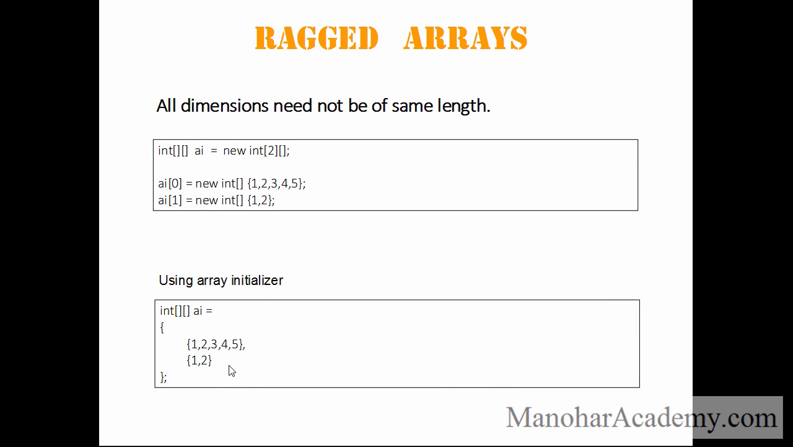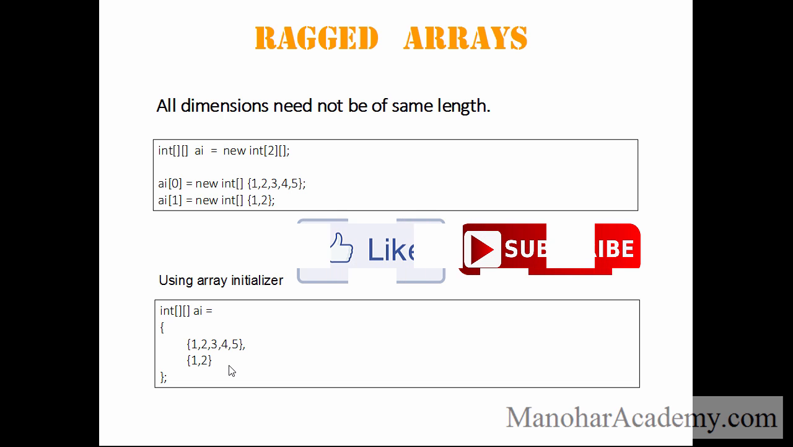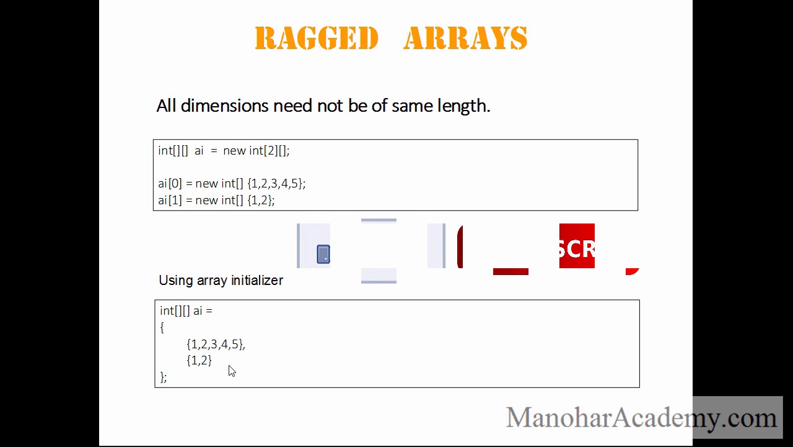Here we are seeing the ragged arrays. In Java, the size of each dimension need not be equal. Here we are seeing a two-dimensional array. At the first dimension we have two elements. The first element is having an array of 5 elements, and the second element in the outer array is having an array of 2 elements. So when the size is not equal, we call that a ragged array. In the second example, we are seeing the ragged array using the array initializer.